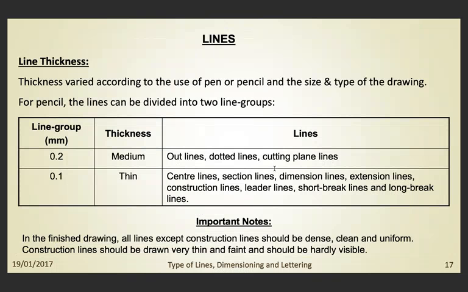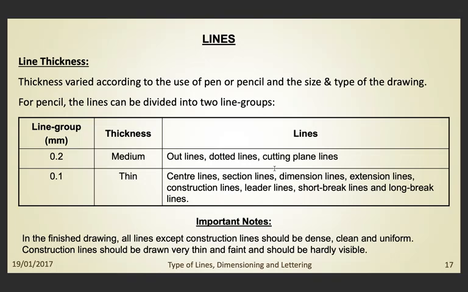So the lines, thickness varies according to the use of pen or pencil and the size and type of the drawing. For pencil, the lines can be divided into two line groups: medium and thin. Medium lines are used for outlines, dotted lines, cut in plain lines, and the thin lines are used for the center lines, construction lines, mostly section lines, dimension lines, extension lines, short break lines and long break lines.